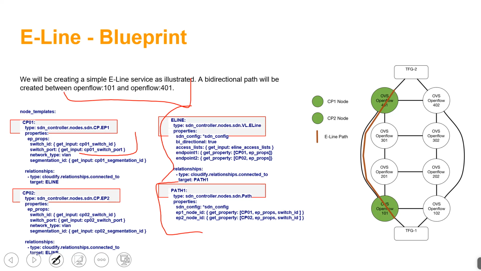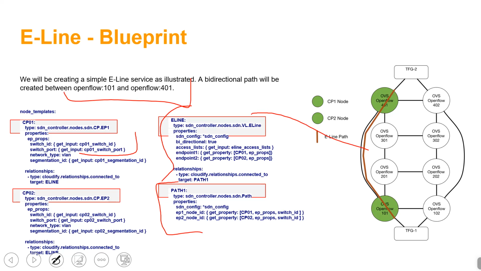So what you see in brown is the E-line path created between these two endpoints. A very simple example, just to simplify the understanding. And finally, we have the blueprint for E-tree. In the E-tree, you have a root node and two leaf nodes, and those two leaf nodes would send the data to the respective endpoints.